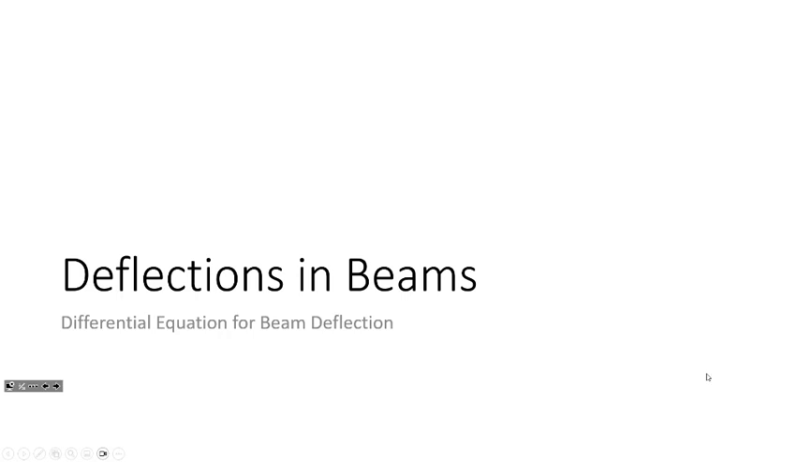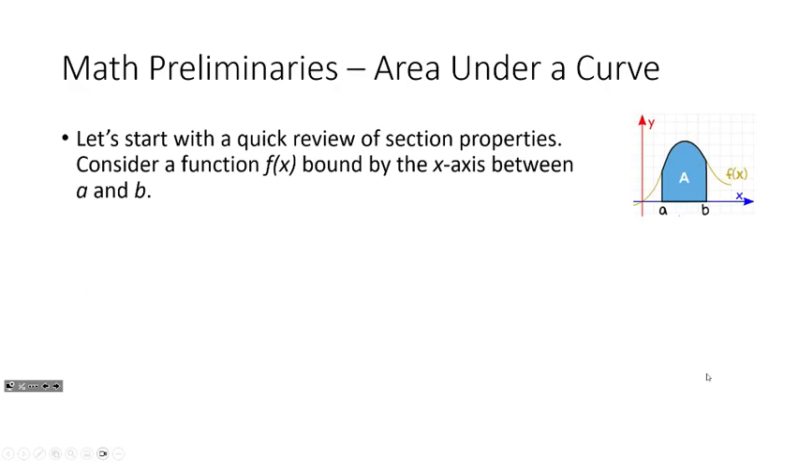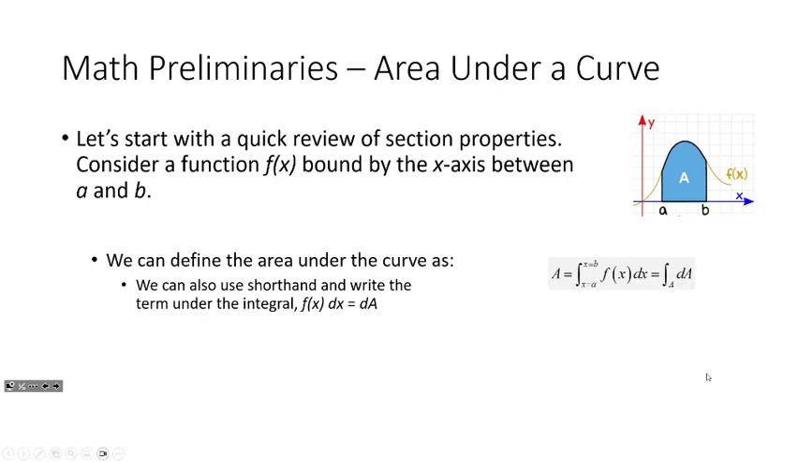Don't worry, we're not solving differential equations. We just need to set the groundwork, okay? So I want to begin with a quick review of some section properties. We're going real basic here, okay? Let's consider a function that is bound by the x-axis between A and B. How do I determine that area? Real basic. I integrate, right? So we can define the area under the curve as the integral from x equals A to x equals B of that function with respect to x.